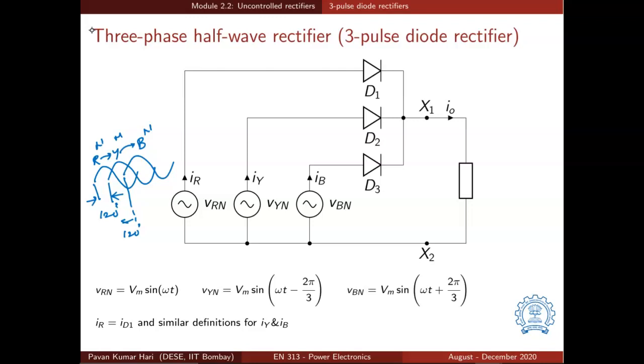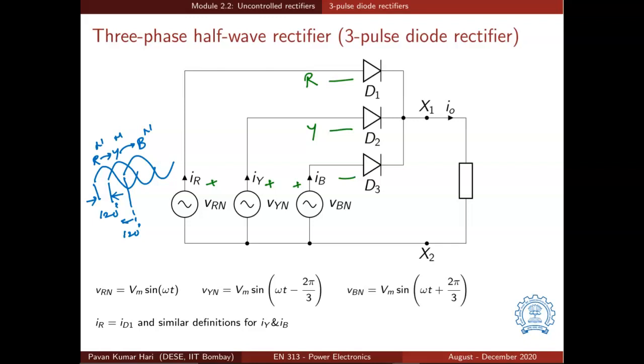When such 3-phase sinusoidal voltage sources are available, we can realize something called a 3-pulse diode rectifier. Now if you see the circuit here, we have 3 diodes whose anodes are connected to different phases. The anode of diode D1 is connected to R phase voltage source, that is the positive terminal of VRN, and the anode of diode D2 is connected to the positive terminal of Y phase voltage source, and the anode of D3 is again connected to the positive terminal of the B phase voltage source.